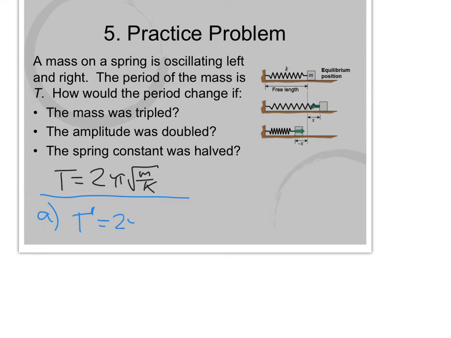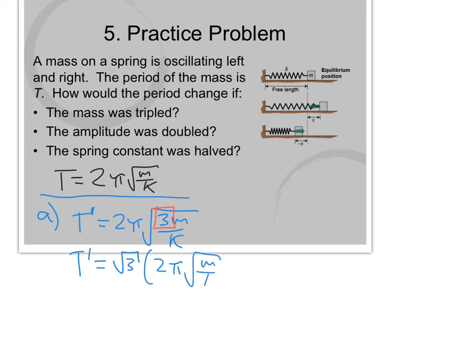That's going to be equal to 2 pi times the square root of 3m over k. We can see the one difference here is that 3, and like I like to do, I'm going to pull that out in front, and so I'm going to say T prime equals root 3, it's got to stay under that square root, times 2 pi times the square root of m over k, which was our original period. So for the first one, it's just going to be root 3 times that original period.